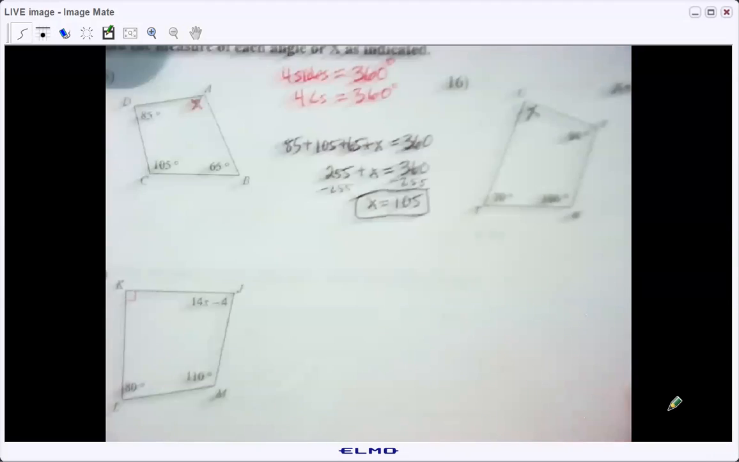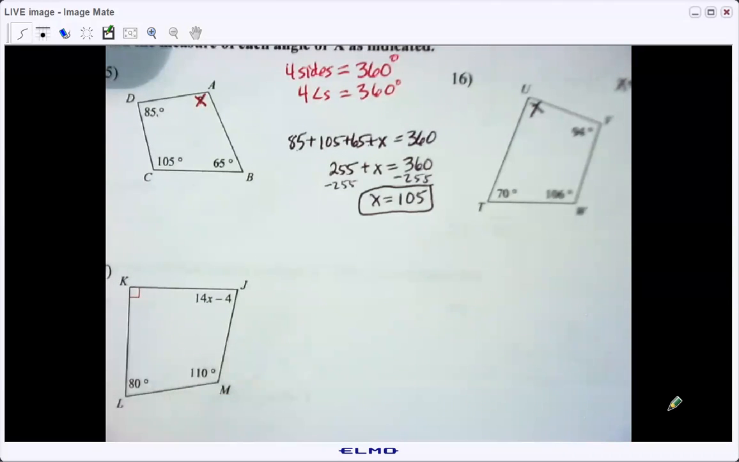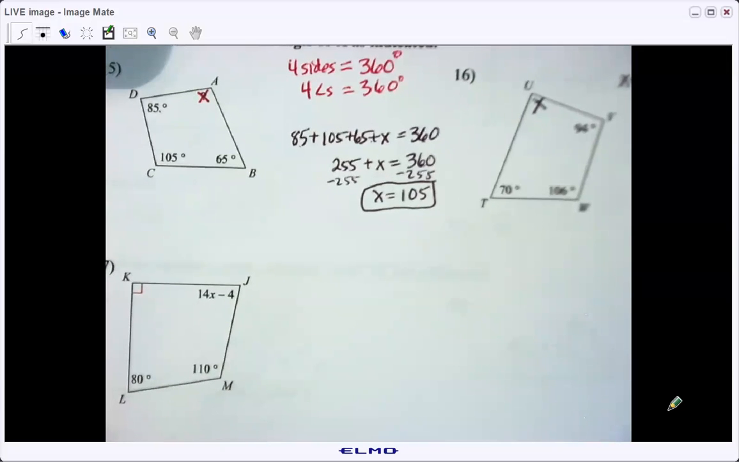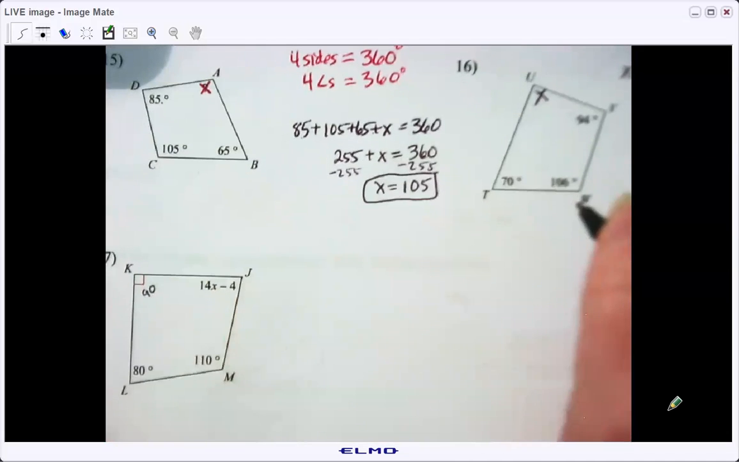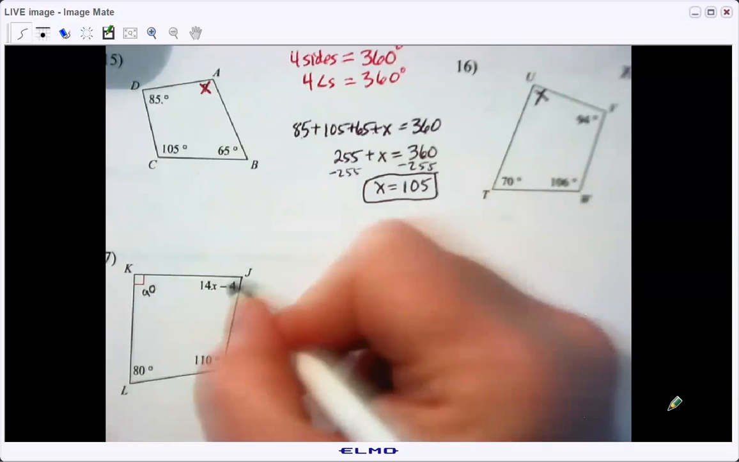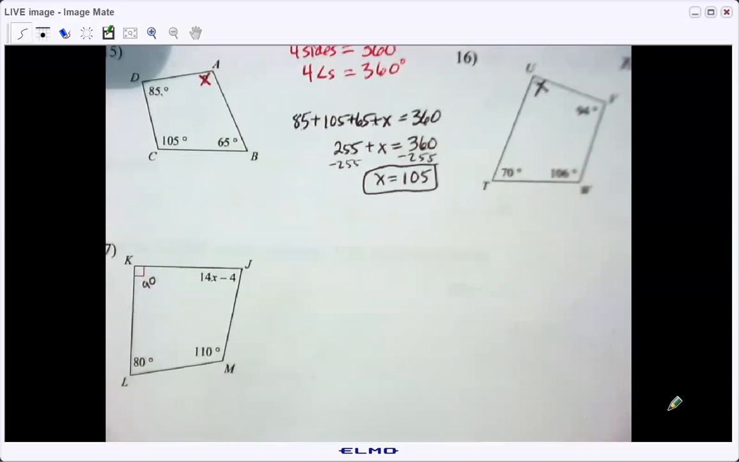And then the last one on this page, same idea, but what does the box mean? 90 degrees. So if you need to, you can write it in, and then we're going to do the same thing. It just happens to have an expression here. So do the same thing. Write the equation.